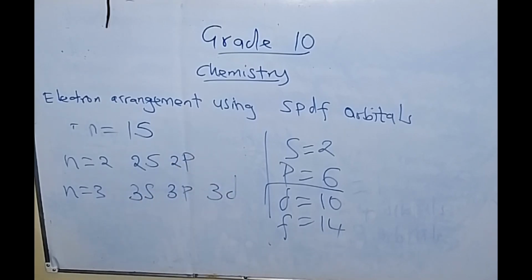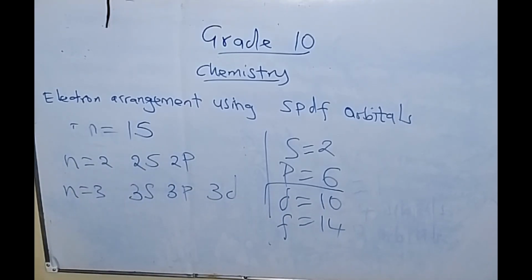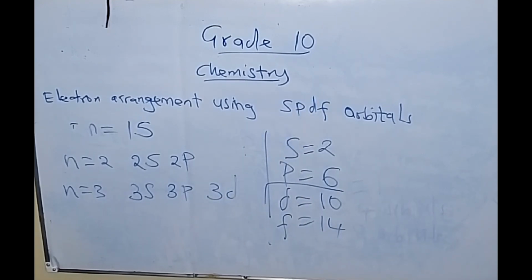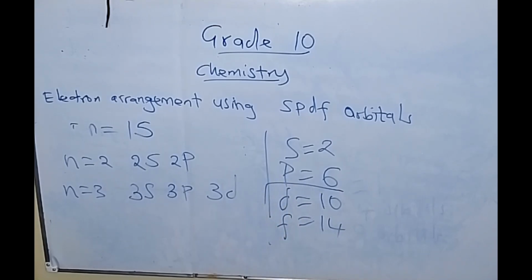That is how these orbitals are being arranged, and that is the information you need to know about orbitals. So we have basically said that orbitals are found in sub-levels, and these orbitals are denoted by lowercase letters s, p, d, and f. The orbital s can only accommodate 2 electrons, p a maximum of 6, d 10, and f a maximum of 14 electrons.